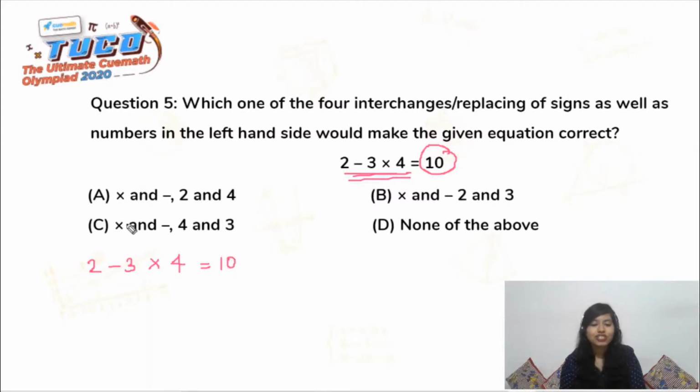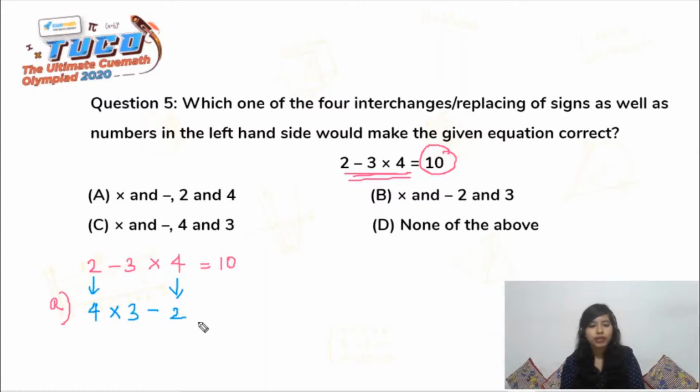Okay, so let's check with option A. When you check with option A, the multiplication and the subtraction signs are replaced or interchanged, and the numbers 2 and 4 are interchanged. So I can say in place of 2, I will have a 4. In place of a minus, I'll have times. In place of 3, no change. In place of multiplication, I'll again have a subtraction. And in place of 4, I will have a 2.